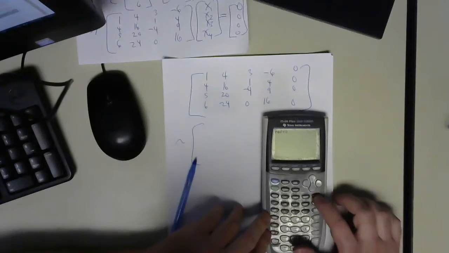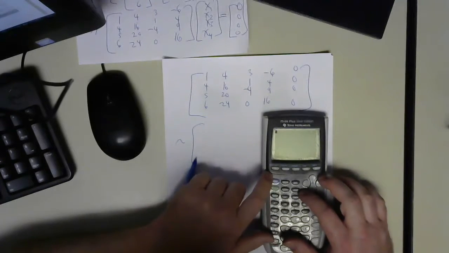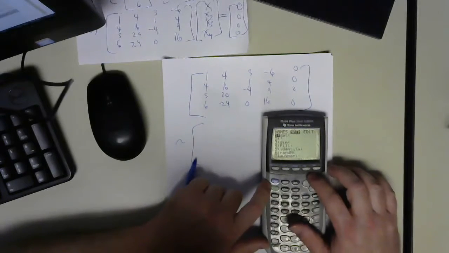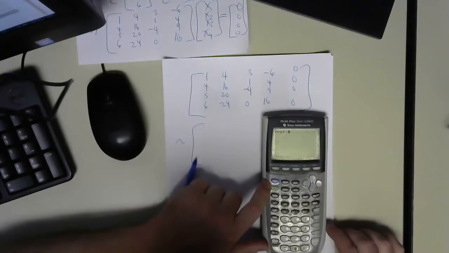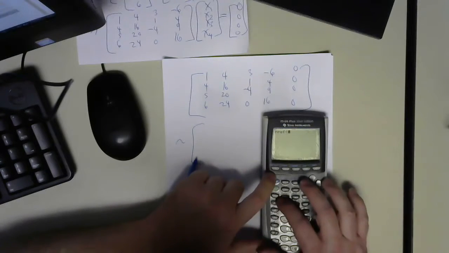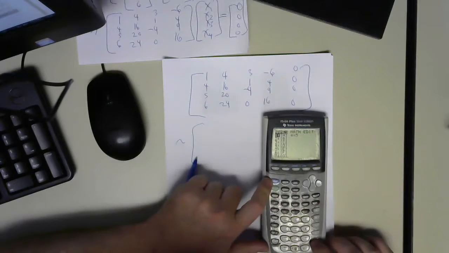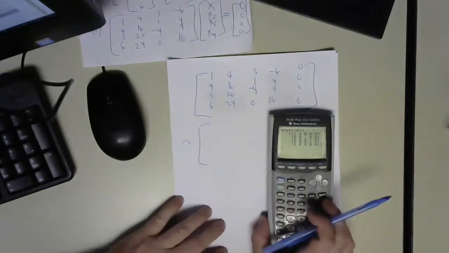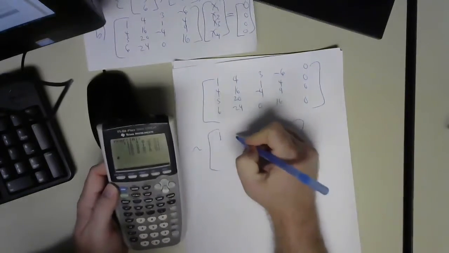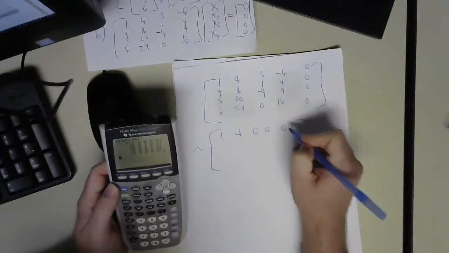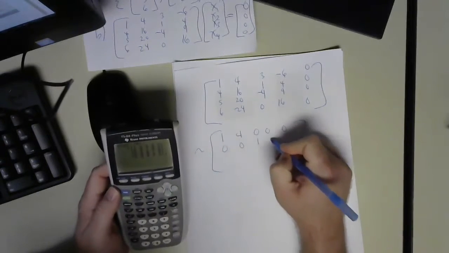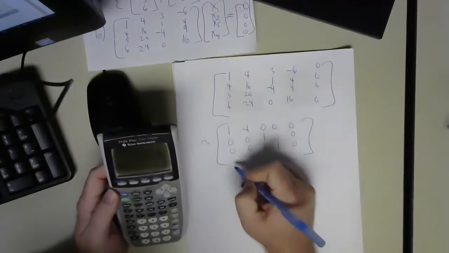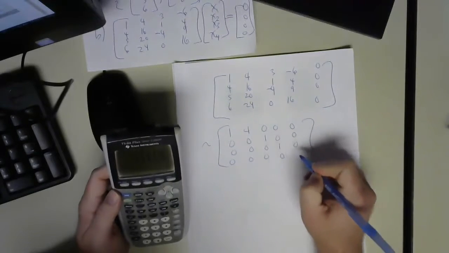But let's put it in reduced echelon form just to be safe, because we actually want the solutions of this thing. So let's do that. Reduced row echelon form of A. So go back to matrix, but this time choose names A. Close your parentheses. So it looks like it's this matrix. All right.